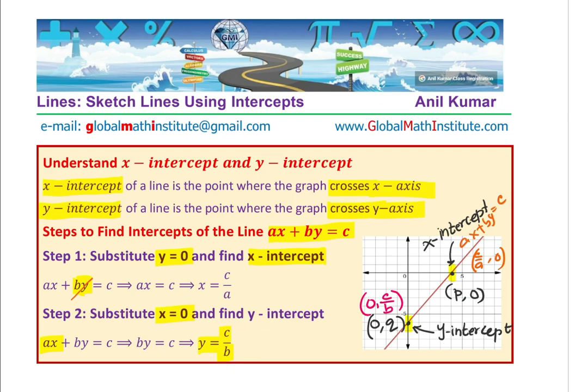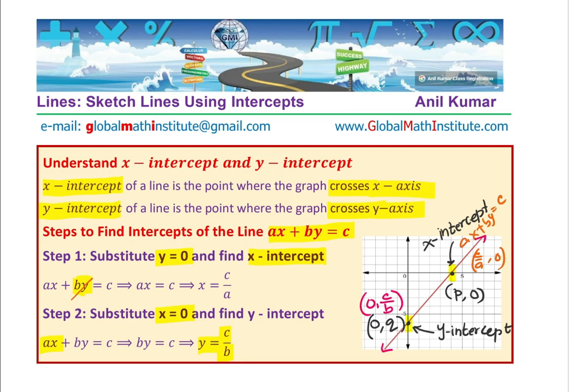Simple as that. And to sketch the graph of a line, just join 2 points with a straight line. You get your graph. So that is how we'll connect the x and y intercepts and extend the line on both sides to get the line. You get a clear idea about it, right?